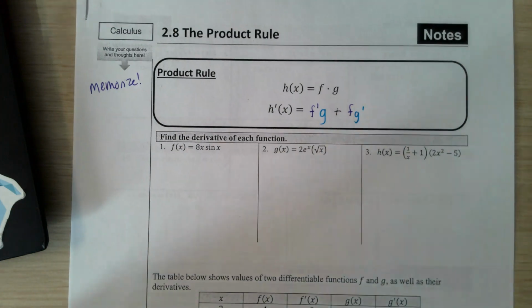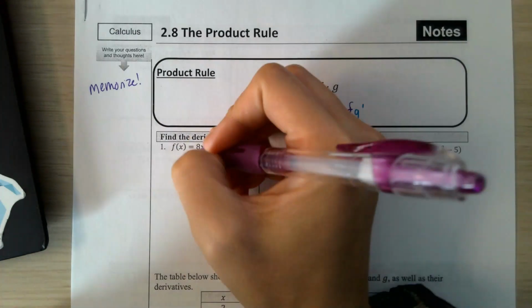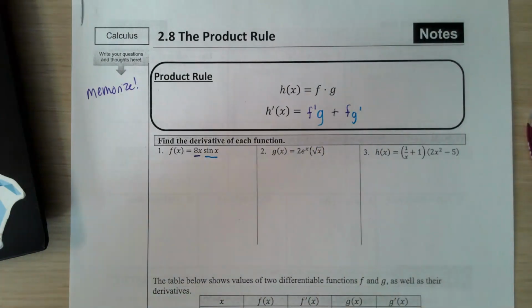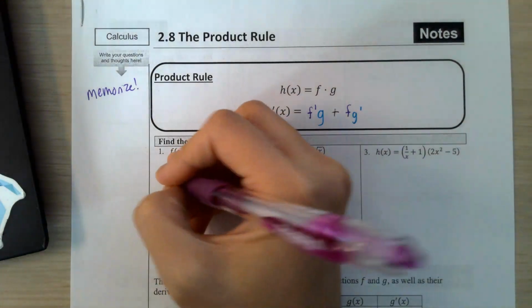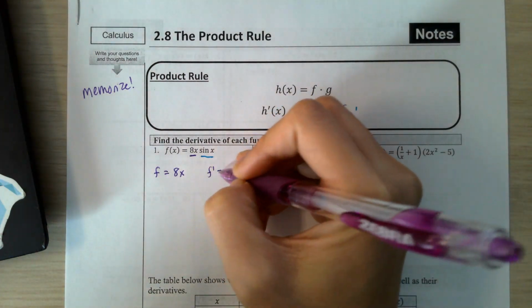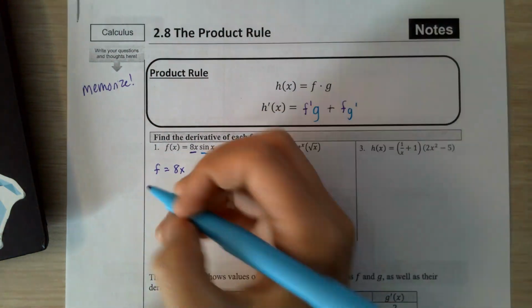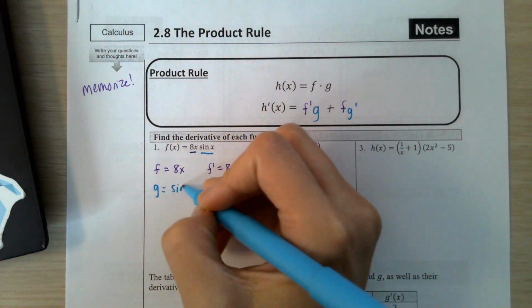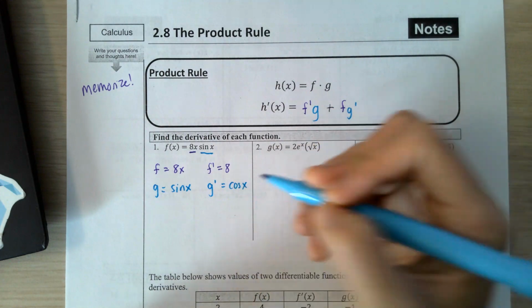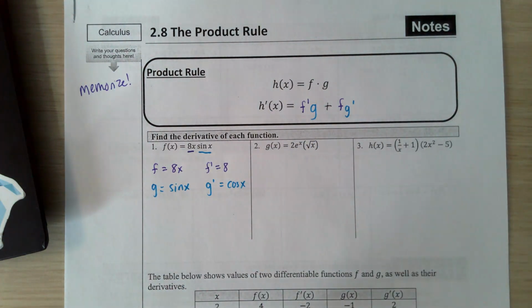Okay, so let's look at some of the examples. That's the best way to do it. So the trick is to know what parts you want to split up, right? We know how to take the derivative of 8x. We know how to take the derivative of sine of x. So now we're going to multiply them together. So we have f equals 8x, and we know that f prime equals 8, the derivative of that. We have g equals sine x, and g prime, the derivative of sine, is cosine x. And then we just need to use the product rule.